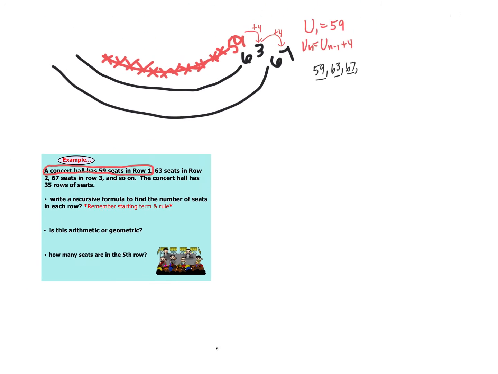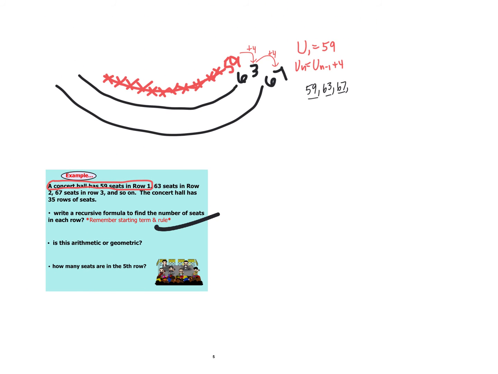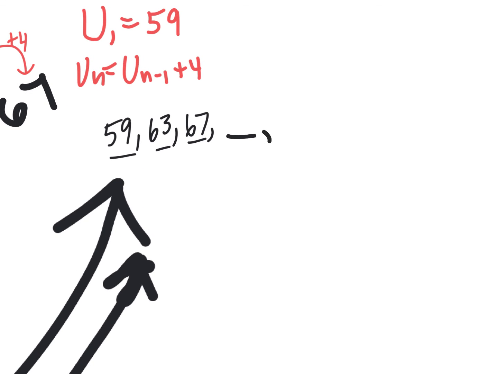All right. So here's our recursive formula. Is this arithmetic or geometric? Say it. Come on. Arithmetic. Yep. Because you're adding 4 each time. How many seats are in the 5th row? Well, that's 3 rows, so I can just go 2 more.